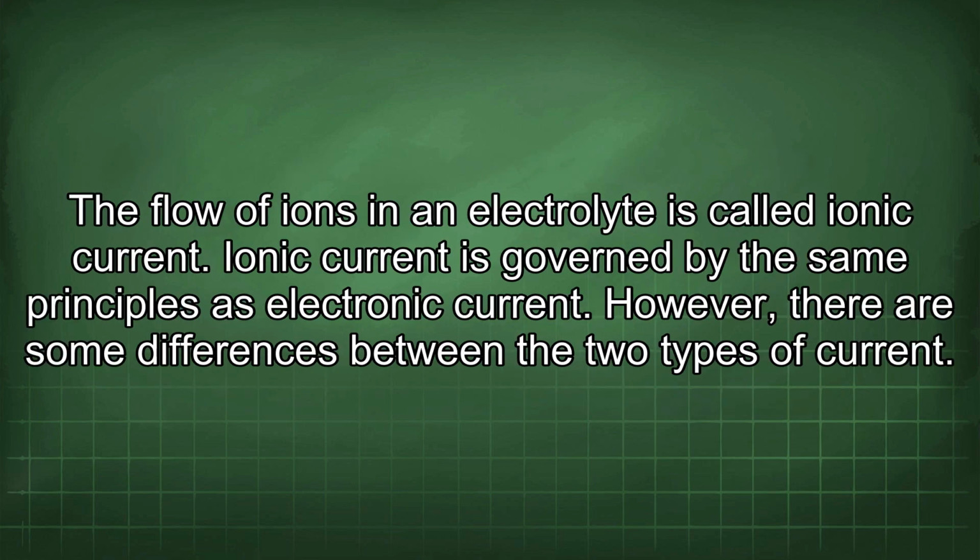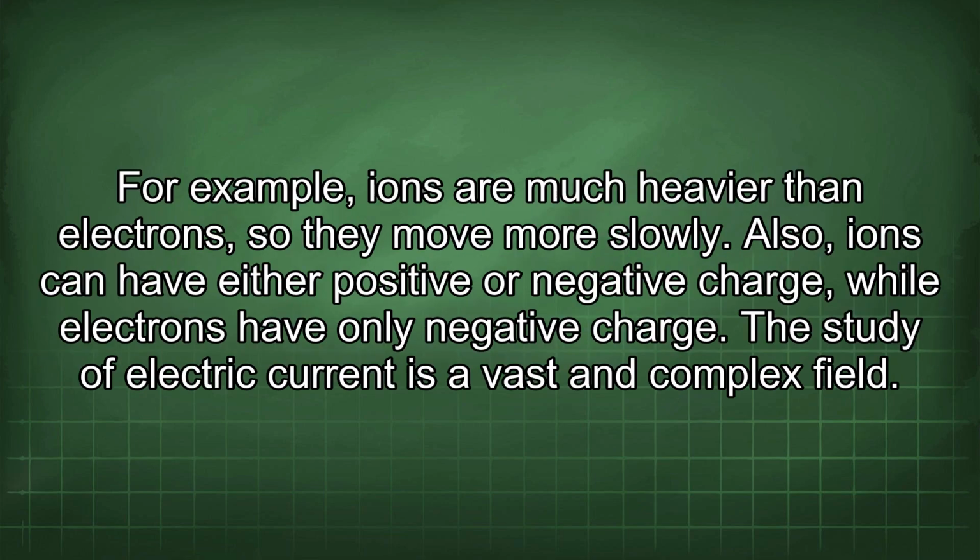The flow of ions in an electrolyte is called ionic current. Ionic current is governed by the same principles as electronic current. However, there are some differences between the two types of current. For example, ions are much heavier than electrons, so they move more slowly. Also, ions can have either positive or negative charge, while electrons have only negative charge.